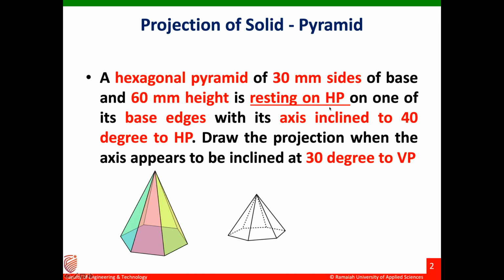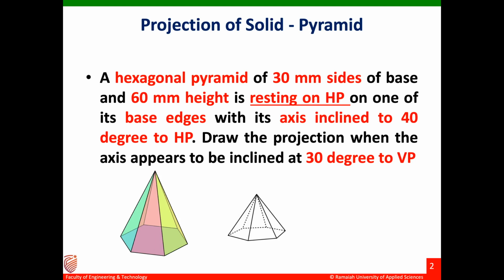And it is resting on HP. Why I have underlined is, you can also do the problem resting on VP. But in this session, I have concentrated on resting on HP. In the next video session, I will be doing resting on VP. It rests on one of its base edges. The axis is inclined to 40 degrees to HP and 30 degrees to VP. The hexagonal pyramid is inclined to both HP and VP.